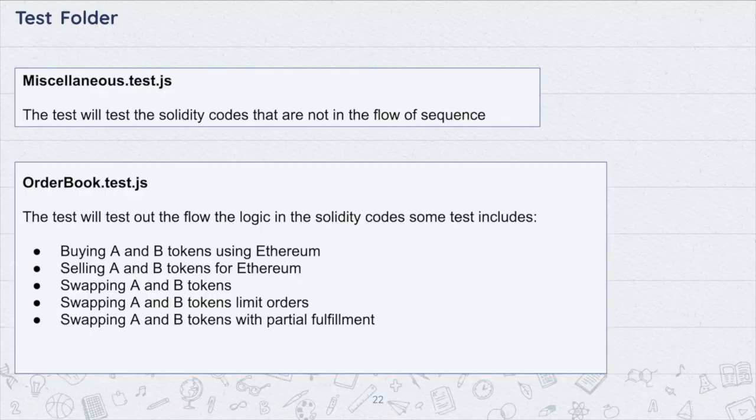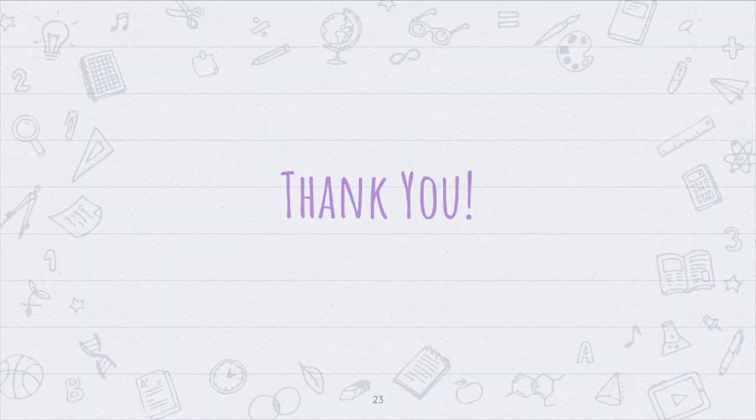The test folder contains the test cases for the decentralized exchange. Miscellaneous test.js will test the Solidity functions that are not in the main flow of sequence. Orderbook test.js, on the other hand, will test out the logic in the Solidity codes. Some tests include buying A and B tokens with Ethereum, selling A and B tokens for Ethereum, swapping A and B tokens, swapping A and B tokens with limit orders, and swapping A and B tokens with partial fulfillment. With that, we have come to the end of the presentation.